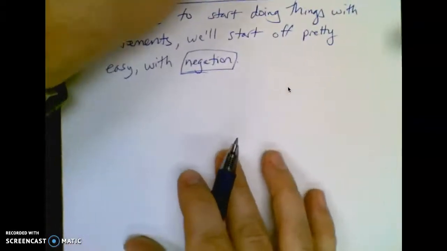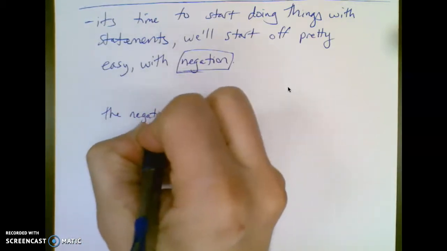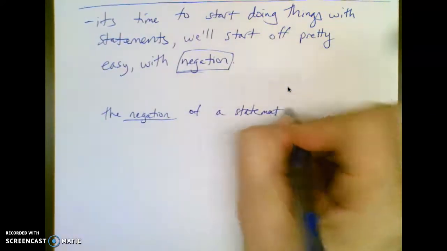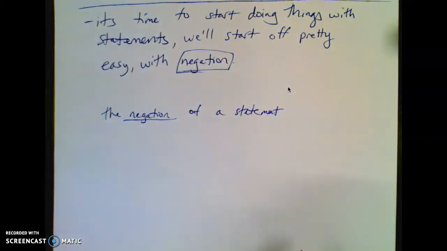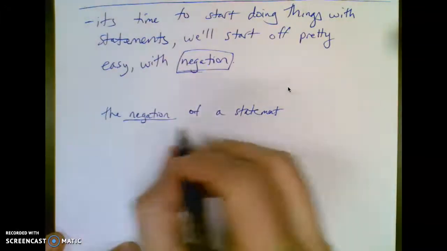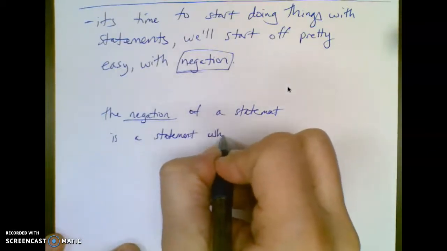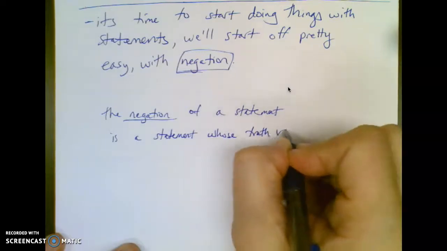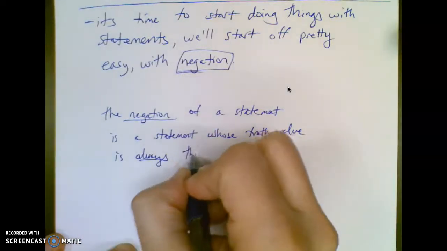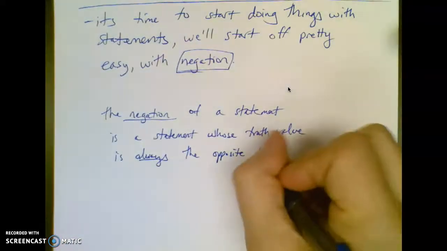All right, so we know what a statement is, then the negation. Here's a little vocab: the negation of a statement is a statement whose truth value is always the opposite to that of the original statement.